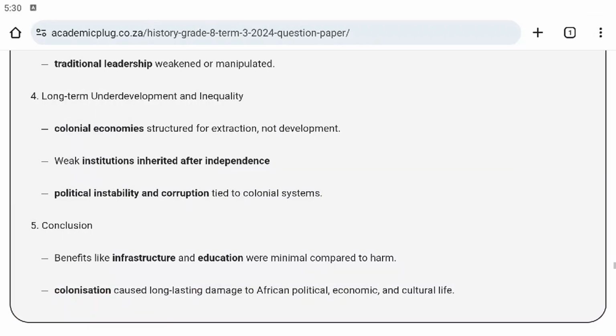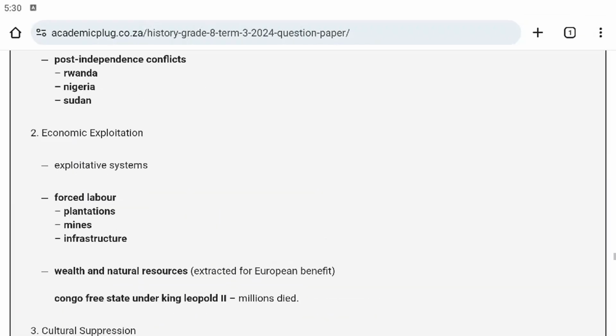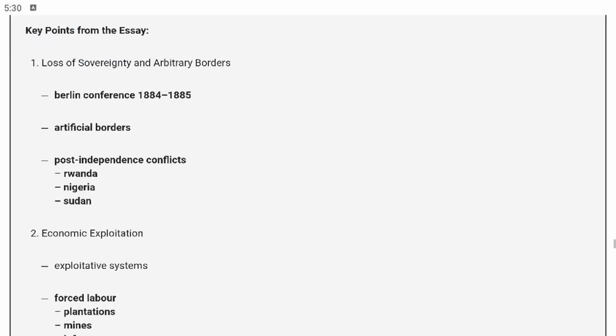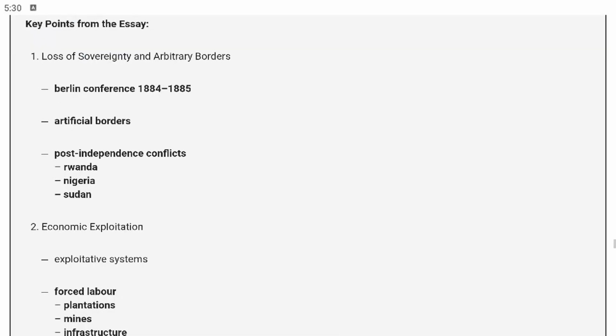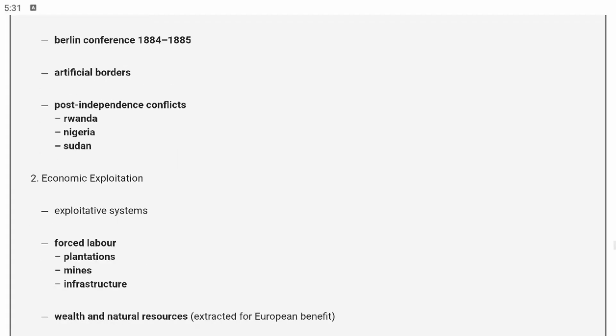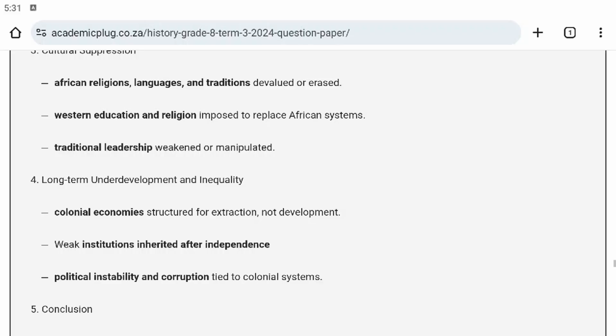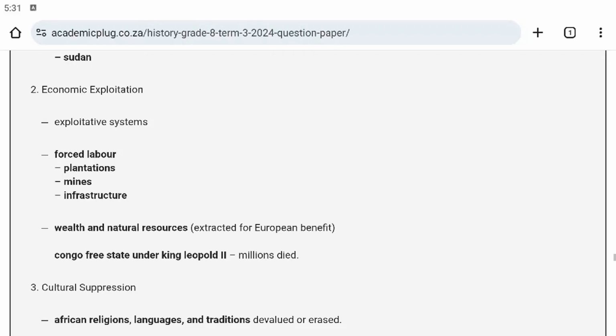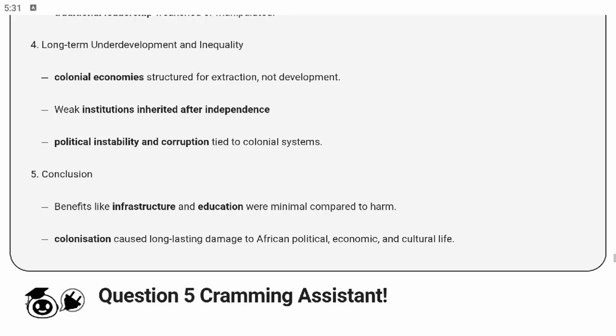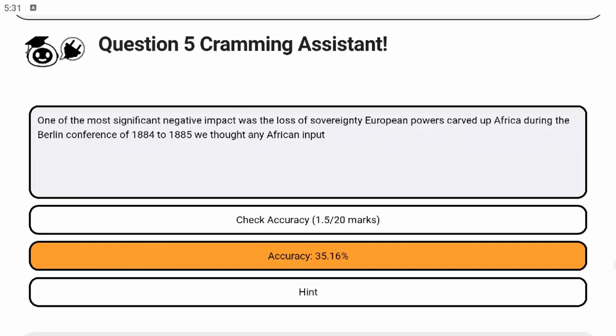So this is an important trick, by the way. A lot of you might think you have to cram everything, right? Listen, what you have to cram, and this applies to all the subjects, is keywords. Not the whole paragraph, not the whole essay. If you cram this right here, and you go to write an exam and make sure that you include these keywords in your essay, listen, that's 100%. You'll get 20 marks, right? You will even get 20 marks on the cramming assistant, and you will also get 20 marks in the exam, right?